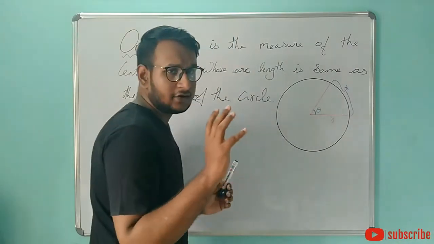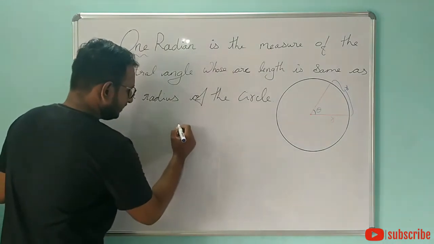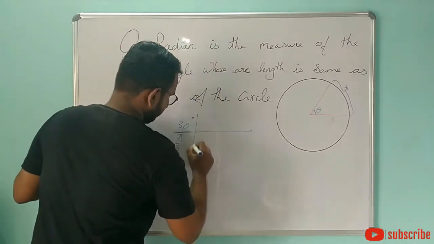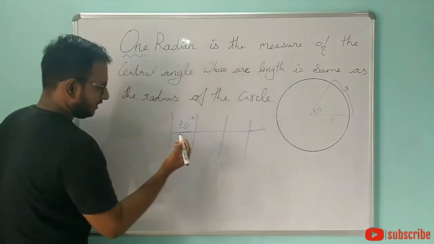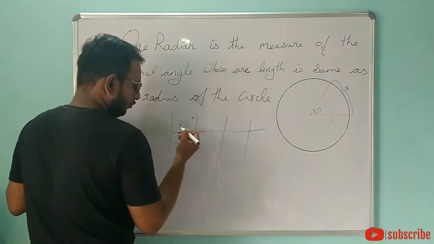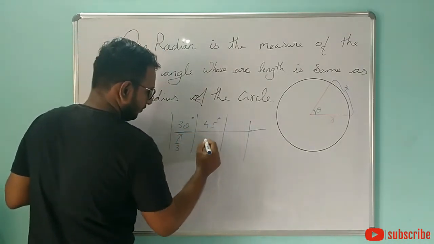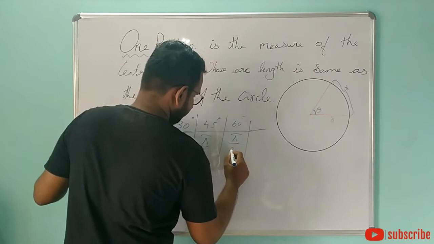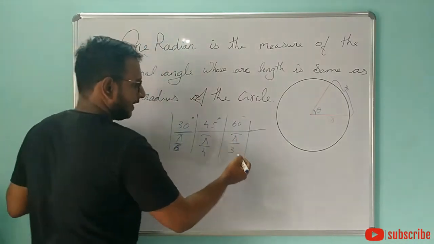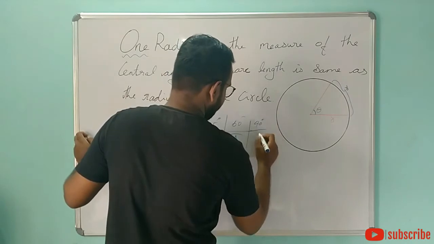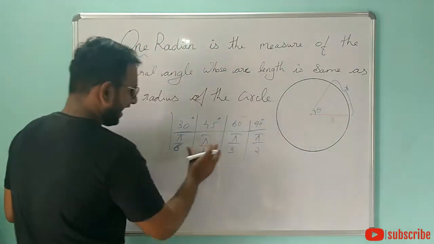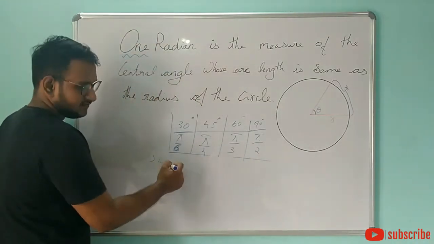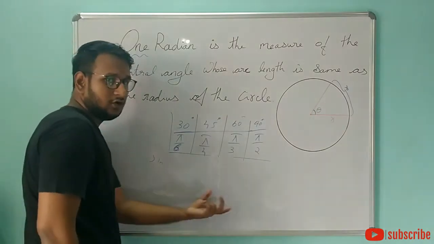In the trigonometry table we will be having it like this. This is the trigonometry table where for 30 degree we will be having pi by 6, for 45 degree we will be having pi by 4, for 60 degree we will be having pi by 3, and for 90 degree we will be having pi by 2. We will be having a table like this. Below that we will be having the sine function values, then cosine function values, and it goes on like this.